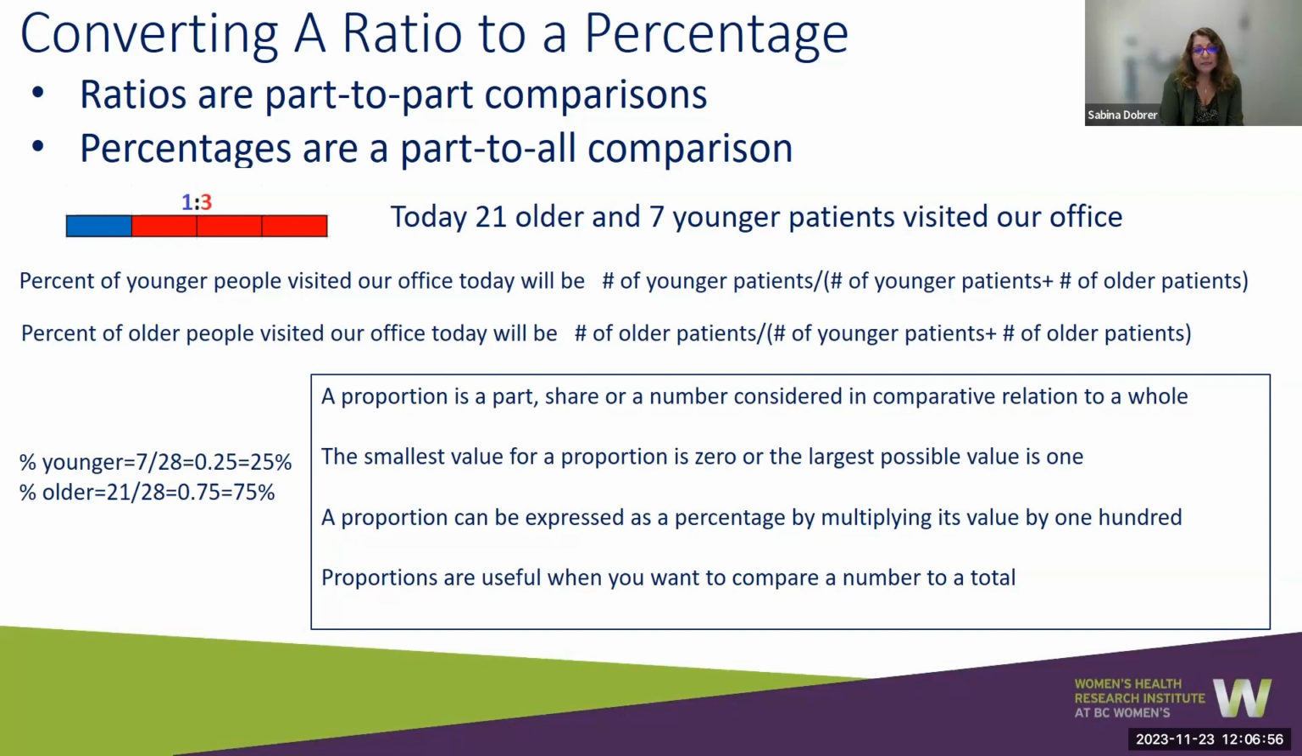So to summarize, a proportion is a part, share, or number considered in comparative relationship to the whole. The smallest value for a proportion is 0 and the largest is 1. So a proportion can be between 0 and 1. If you want to translate them to percentages, we multiply by 100.